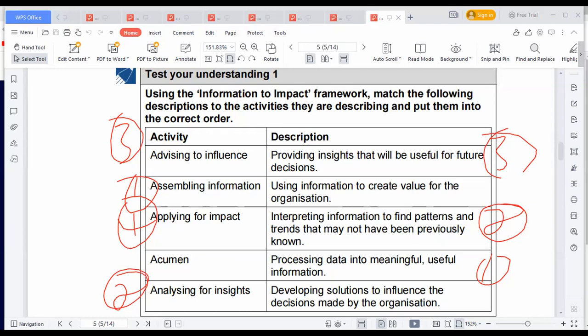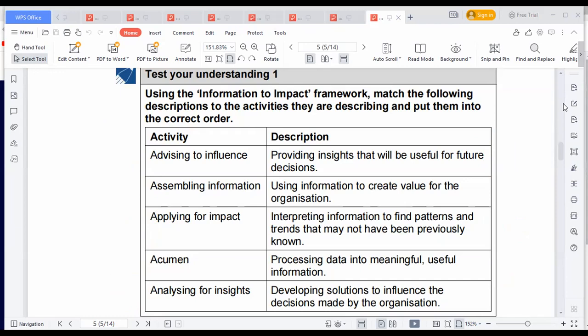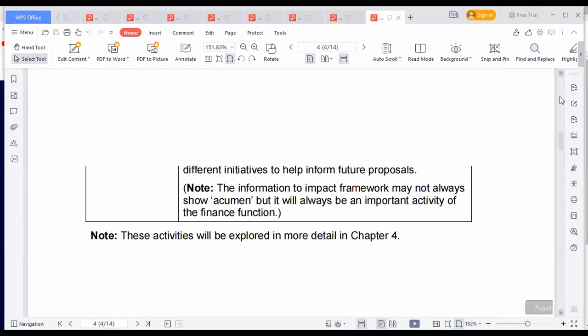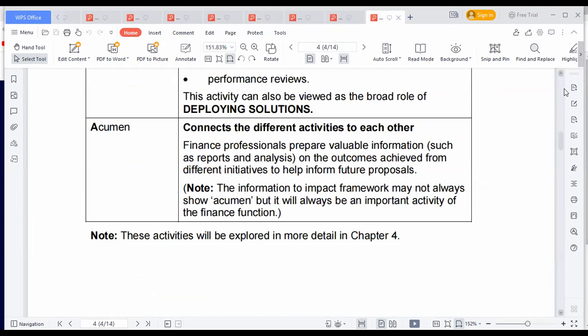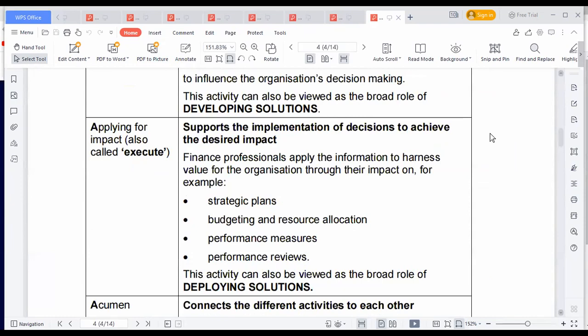If we go back to developing solutions, let me take you back, guys, so that you can have a bit of understanding of that. When you are developing the solutions, you are developing them to achieve a desired impact, right? That's developing the solution. That is applying for impact.